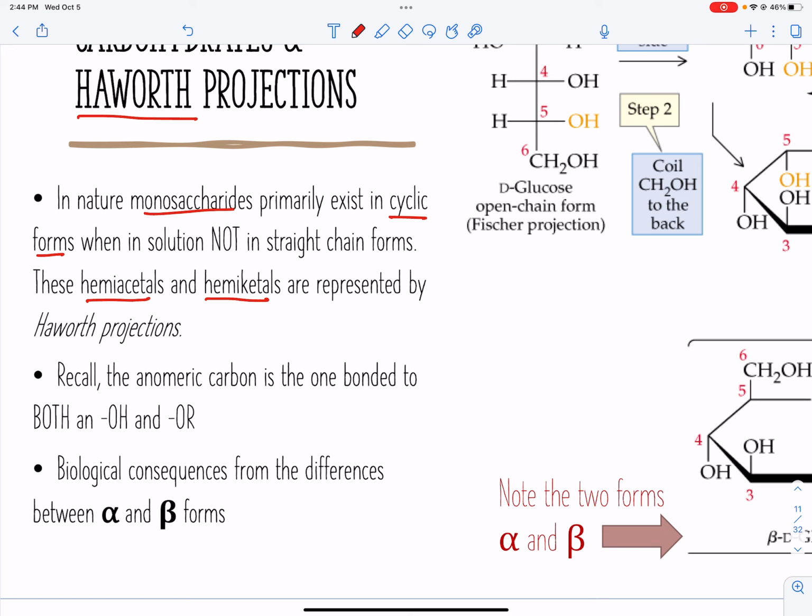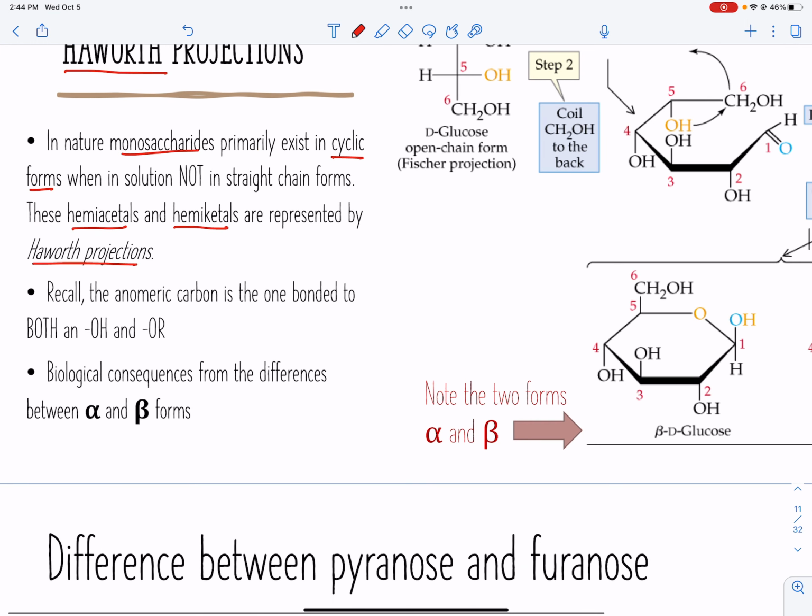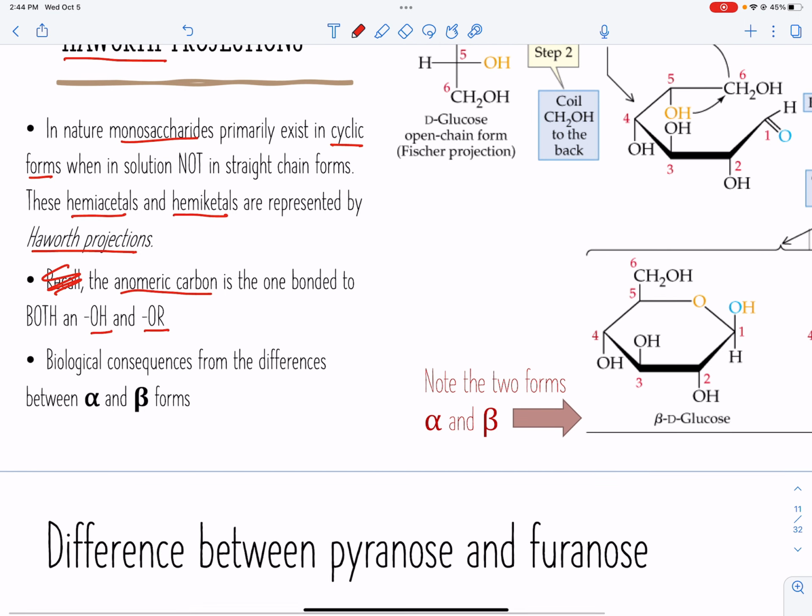So pause. If you don't even remember what a hemiacetal and hemiketal is, go back to chapter 15 and review that really quick so that you know what that word is. I'm not going to take time to review right here. But these are represented by these Haworth projections. I actually haven't addressed this yet, so the anomeric carbon is the one that is bonded to both an OH and an OR group, in the hemiacetal and the hemiketal. I'll get to this last point in just a minute.